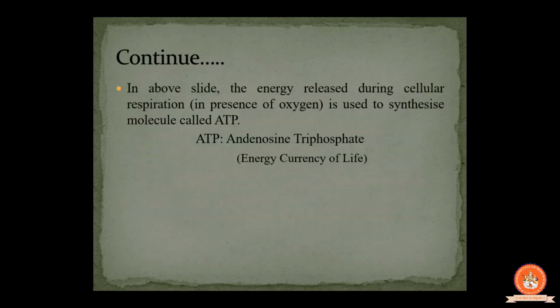Clear? Now moving forward, so in the above slide, the energy released during cellular respiration in the presence of oxygen. Cellular respiration means what? जब एनर्जी रिलीज हो रही है, कहाँ पे रिलीज हो रही है, सेल्यूलर रेस्पिरेशन के टाइम पे, जहाँ पे प्रेजेंस ऑफ ऑक्सीजन था. That energy is used to synthesize the molecule called ATP. वो कहाँ पे यूज होता है ये एनर्जी प्रिपेयर करने के लिए, ATP प्रिपेयर करने के लिए.